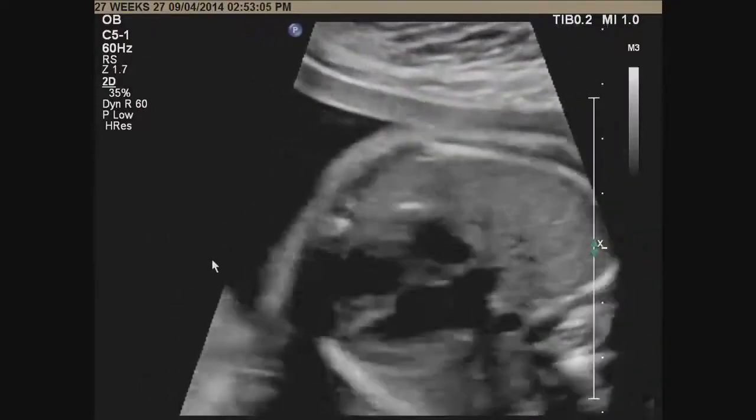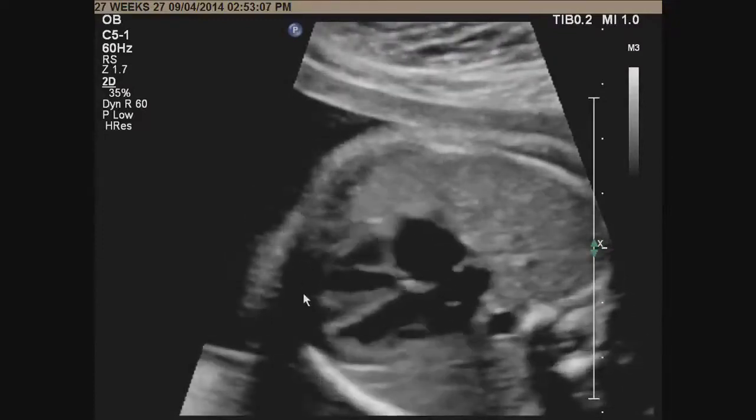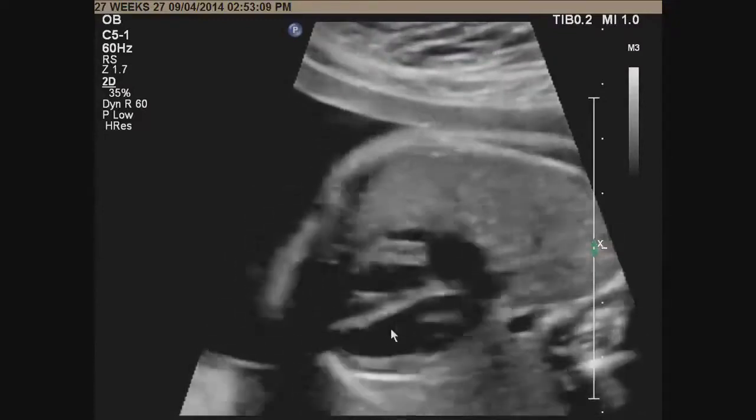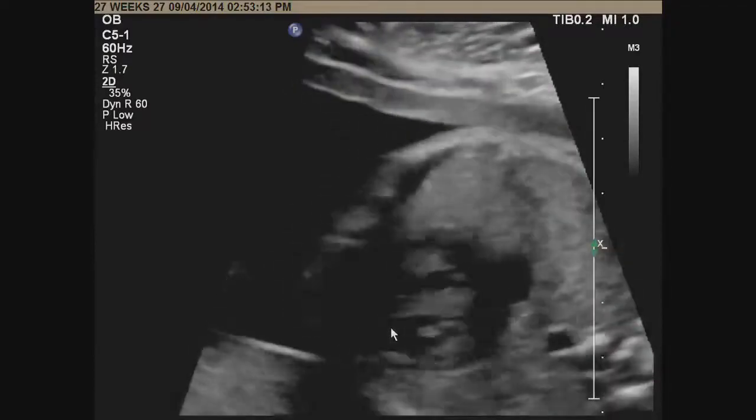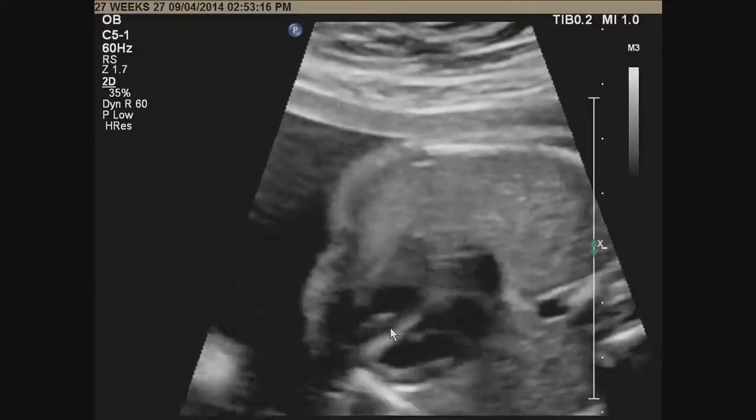And you see that the wall of the right ventricle is coarser than the wall of the left ventricle. Now, another important feature is looking at the insertion of the chordae tendineae, and I'll see if I can get to that.